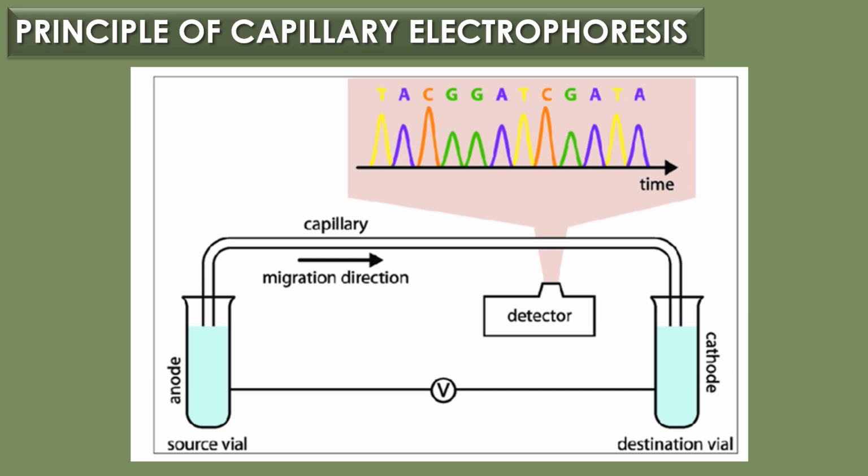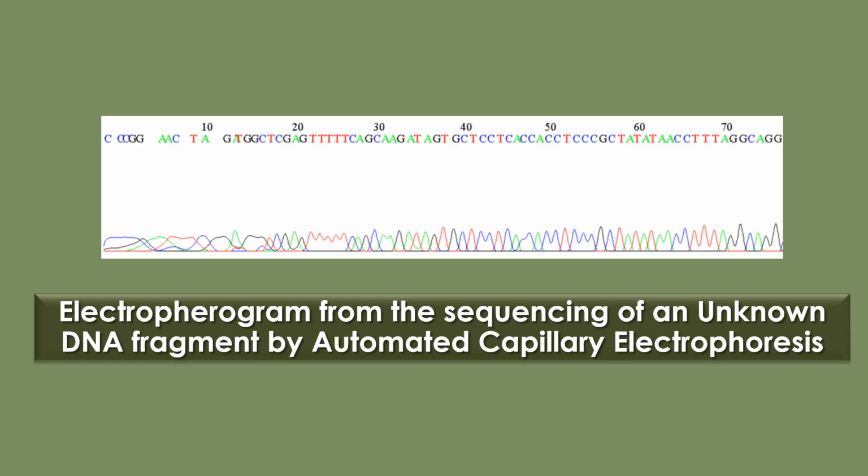The differences in the electrical mobility of the ions are reflected in the time it takes to migrate to the detection window. This is termed retention time or migration time and is shown as an electropherogram. This figure shows the electropherogram from the sequencing of an unknown DNA fragment by automated capillary electrophoresis.